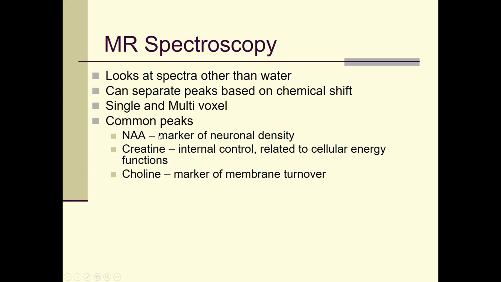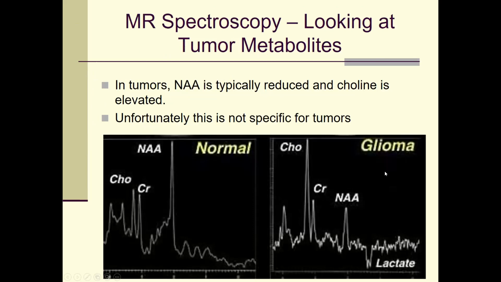So you can imagine that anything causing neuronal loss can decrease NAA. Anything that increases the turnover ratio can increase choline. So infection can give a low NAA and a high choline. Tumor can give you a high choline and low NAA. Stroke can give you the same thing. So any brain disease can have a low NAA and high choline. So it's not really a specific thing, but here is an example of glioma areas.